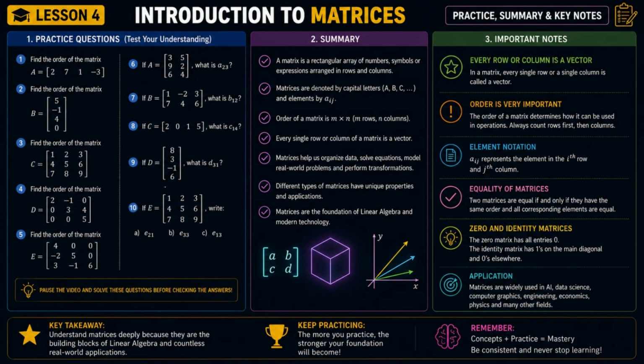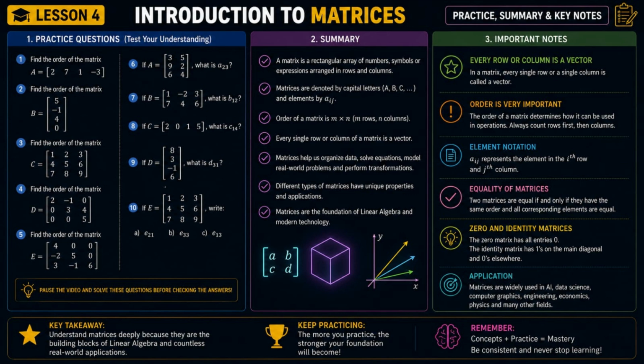Practice questions. Now it's your turn. Pause the video and try solving these questions on your own. Find the order of the given matrices. Identify the row and column numbers. Determine the type of each matrix. Find elements such as a2,3, b1,2, or c1,4. Write the order of the given row and column matrices. Finally, identify the requested elements from the matrices provided. Take your time and solve them before checking your answers. Practicing these questions will strengthen your understanding of matrices.